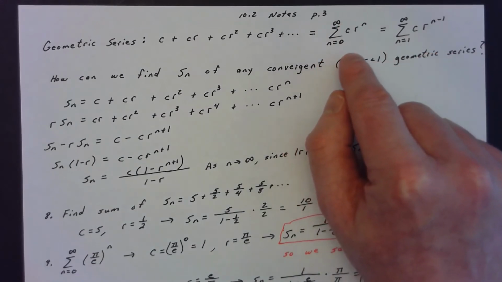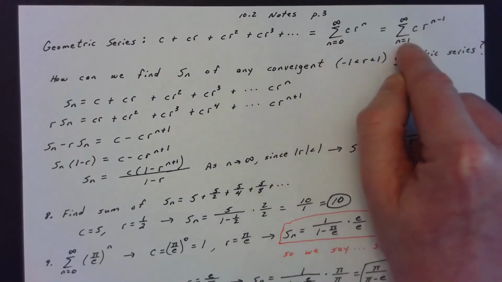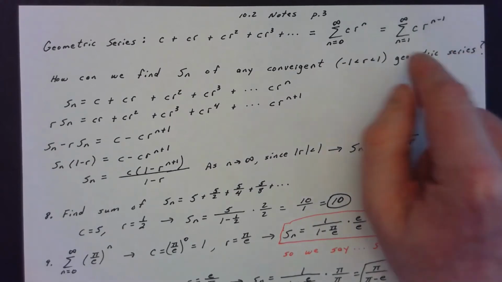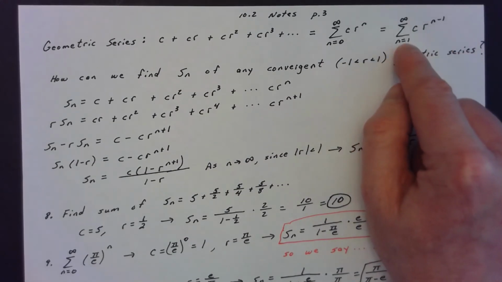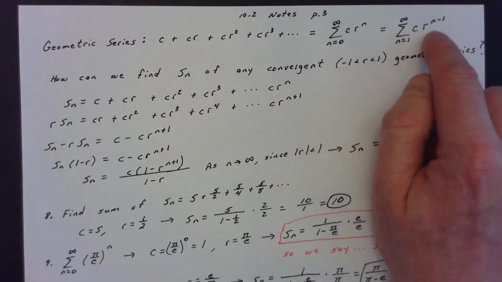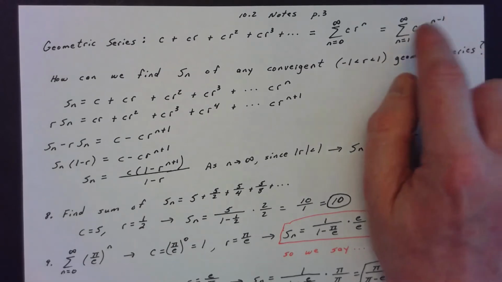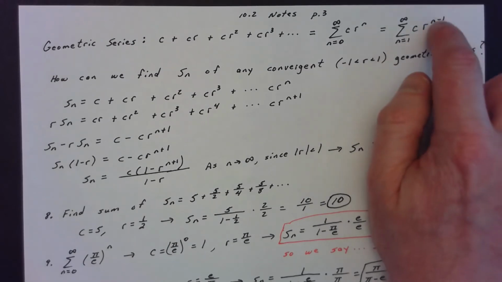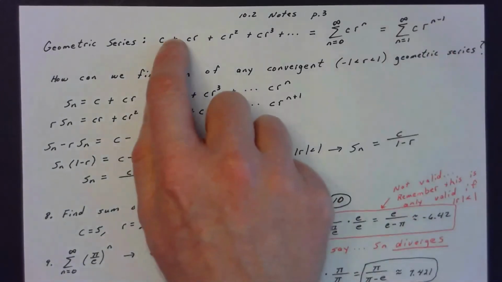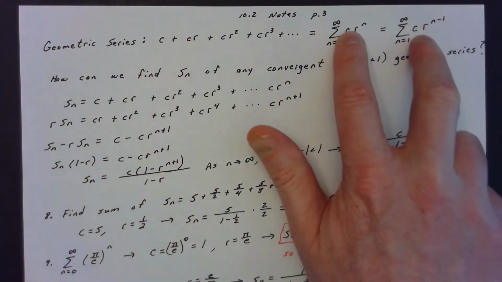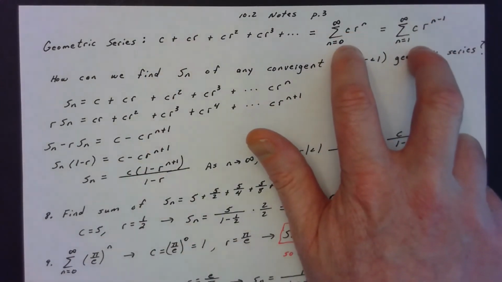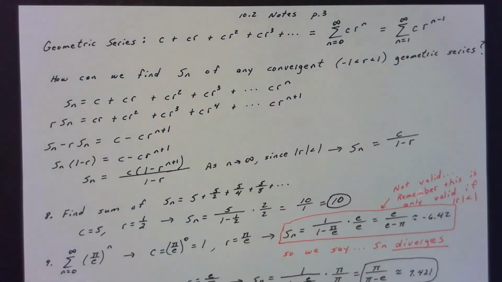Now, a lot of our summations don't start at 0, but rather they start at 1, so that's no big deal. If you wanted to start this summation at 1, you could say c times r to the n minus 1 power. Notice, if n is 1, then r is to the 1 minus 1. You start off with r to the 0. These two are the exact same summation formulas. One is really not better than the other.